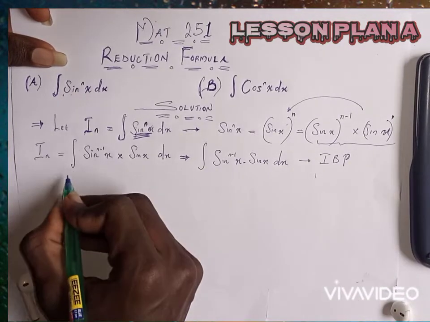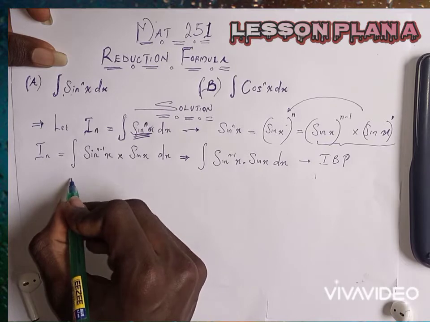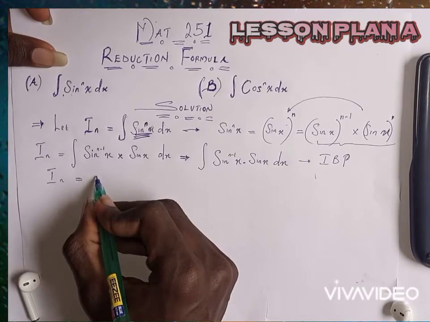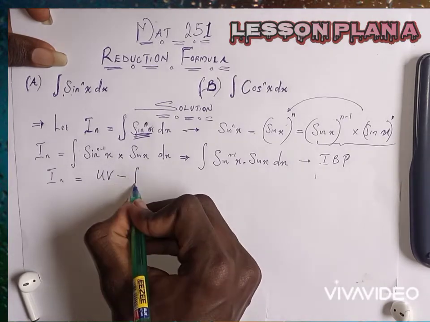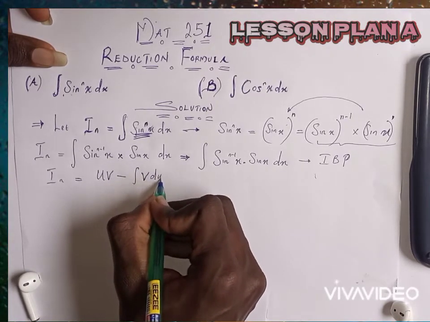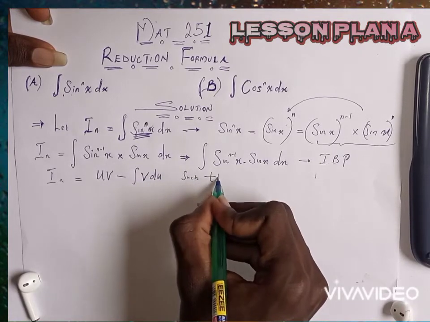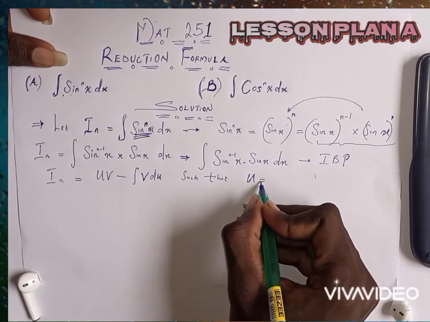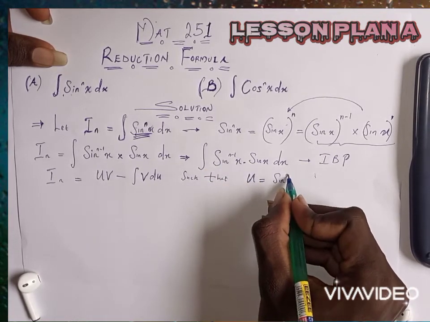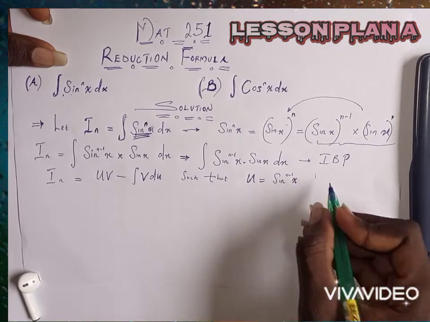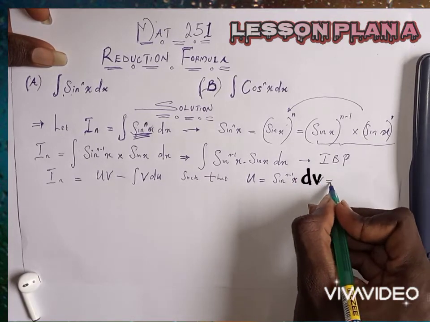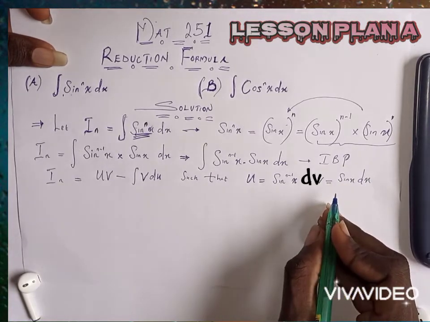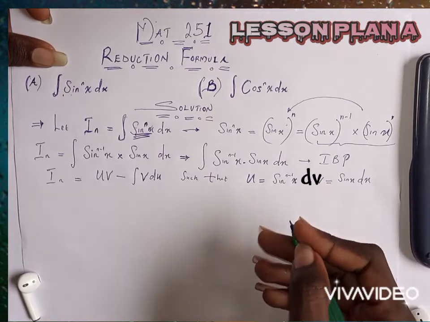So here in this case, by using integration by parts, we can decide to say that I_n is equal to, by the integration by parts formula, uv minus the integral of v du, such that we let u be equal to sin^(n-1) x, and then we let dv equal sin x dx. I hope you get this clearly. Now when you get to this extent, I think you should be able to solve this and break it down.